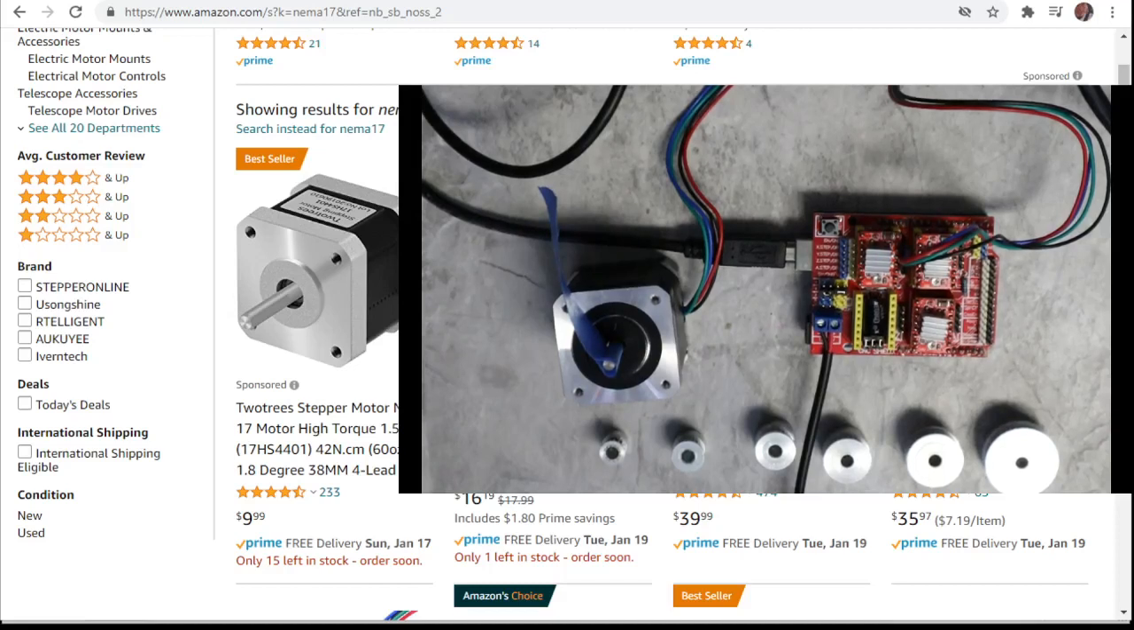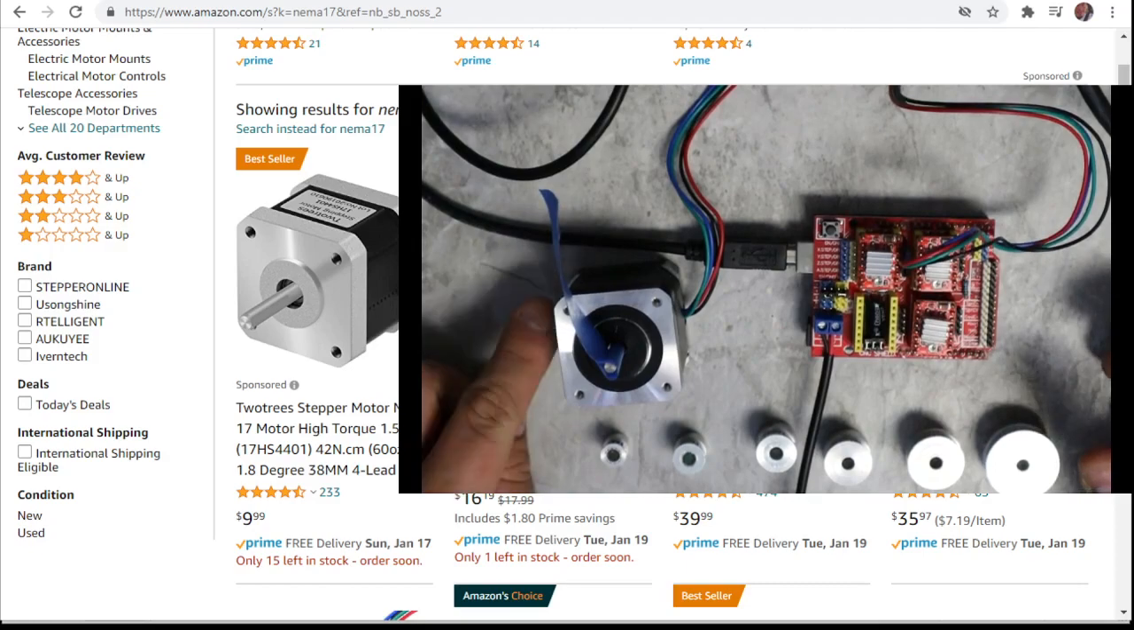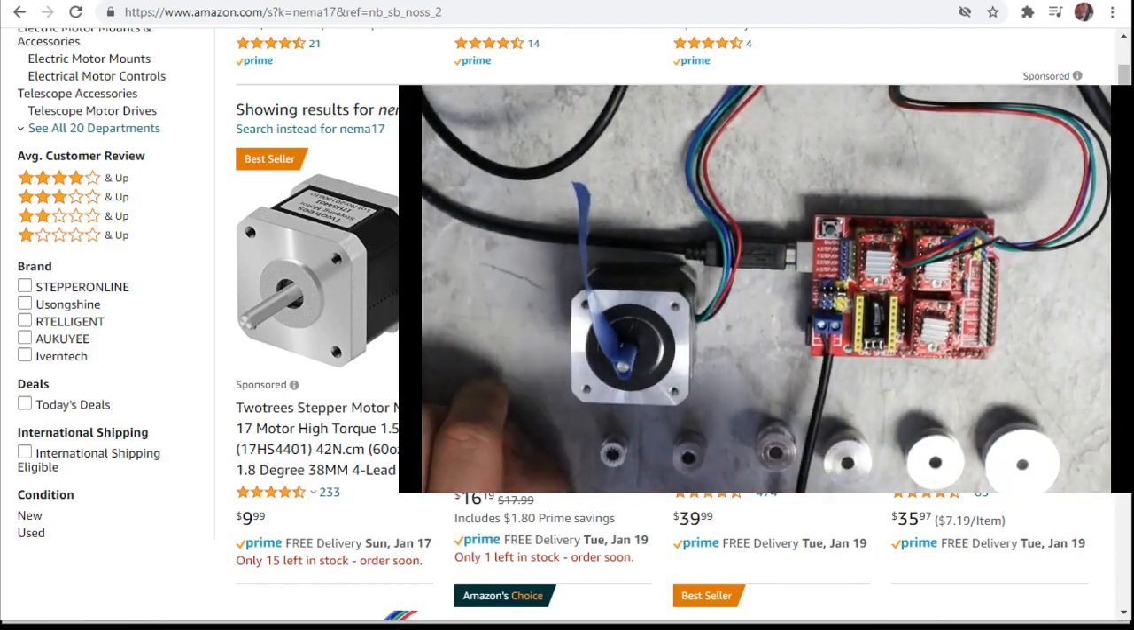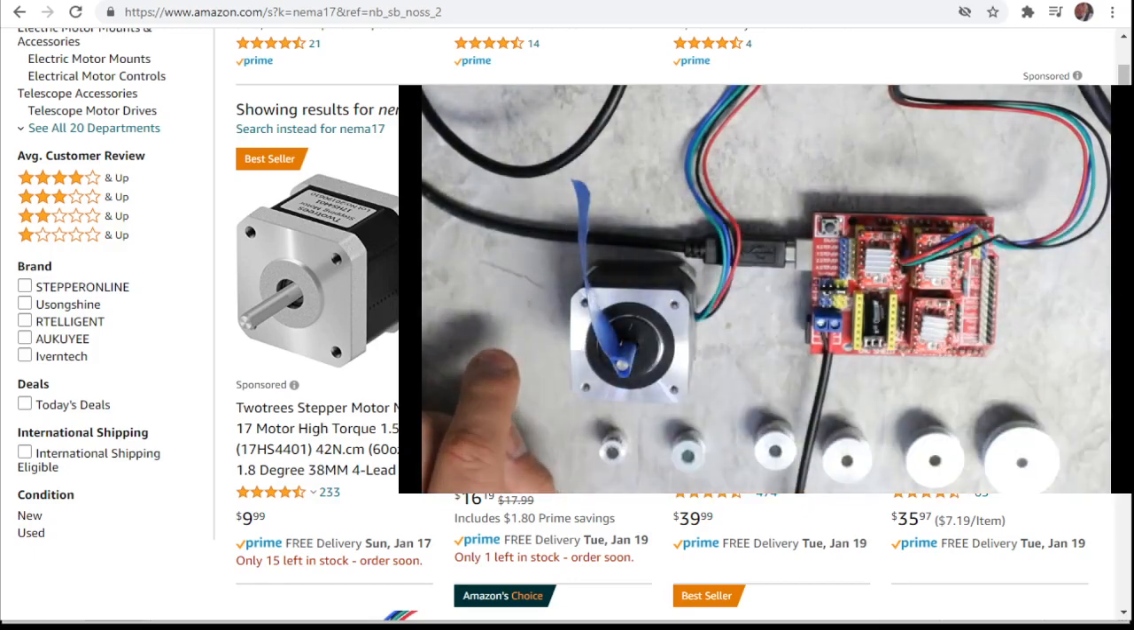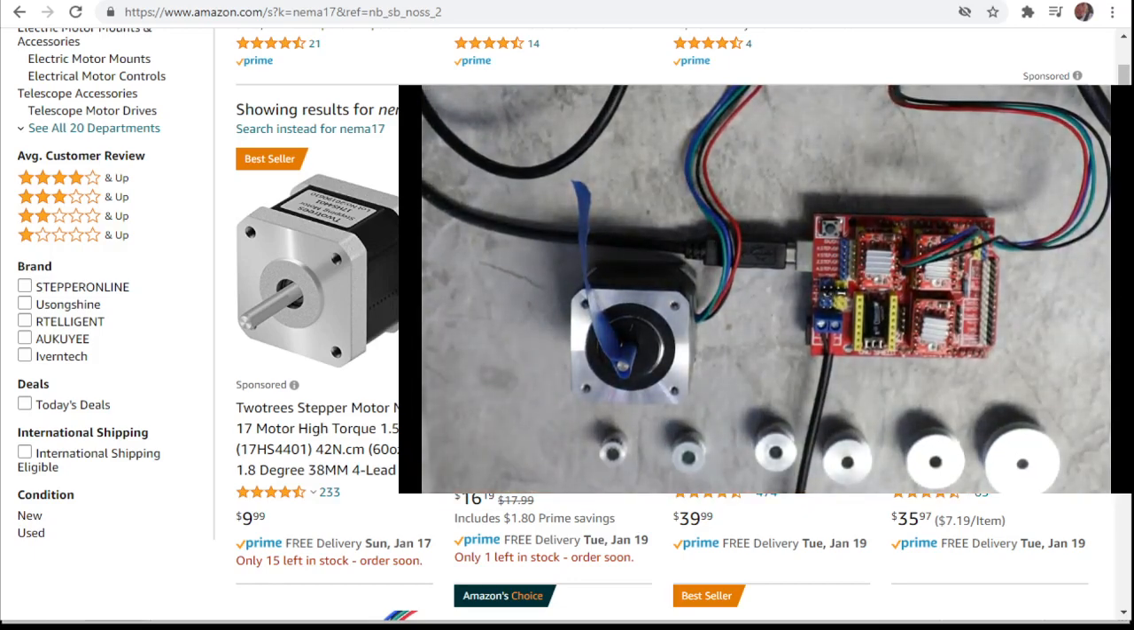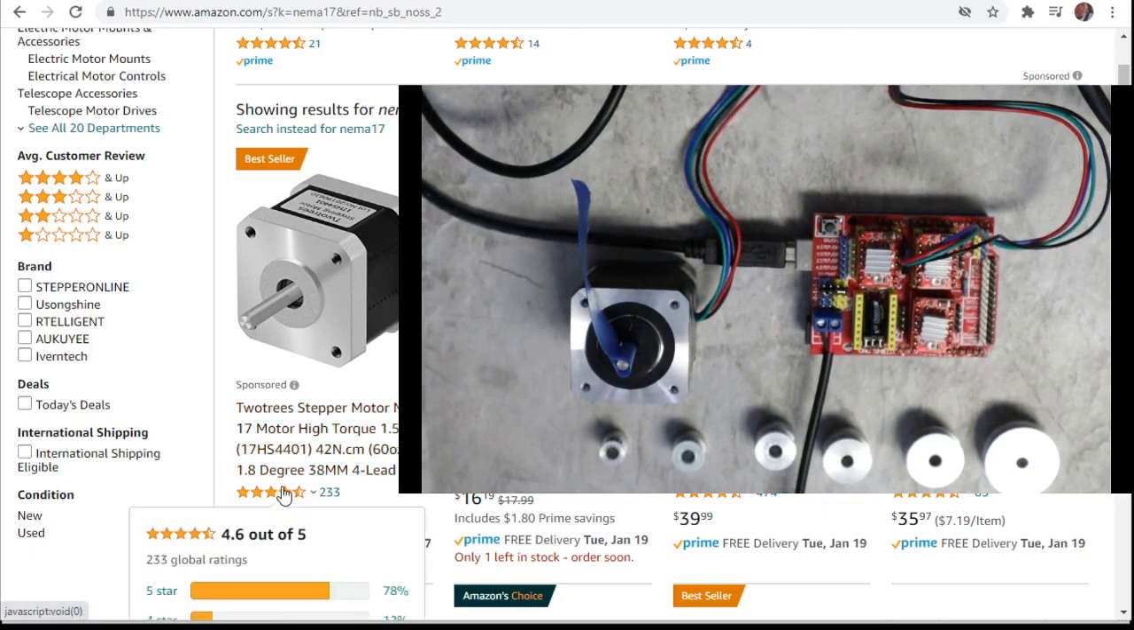So this is going to be a little bit tougher video. We're going to have to do math in this video. So first thing we need to know is how many pulses does it actually take to rotate a stepper motor 180 degrees, right? So to figure that out, they usually say how many degrees per step, right?